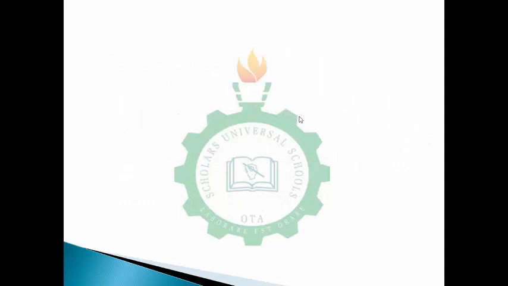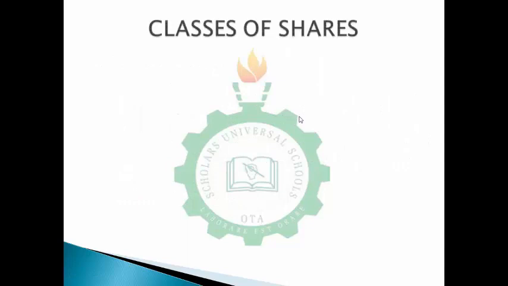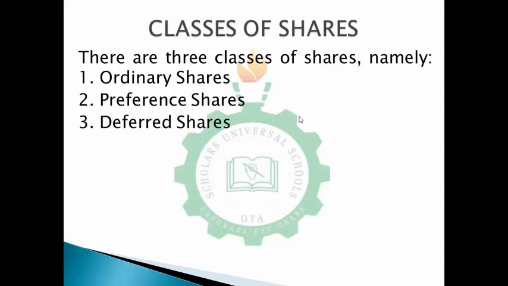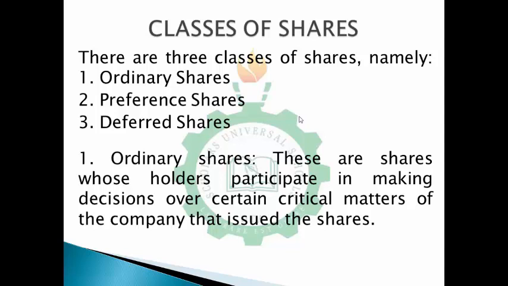All right, so let's move to the classes of shares. Now, when we talk about the classes of shares, there are three classes, which are the ordinary shares, the preference shares, and the deferred shares. Now, what are ordinary shares? Some textbooks will tell you that ordinary shareholders are the real owners of the business. They are shares whose holders participate in making decisions over certain critical matters of the company that issued the shares.